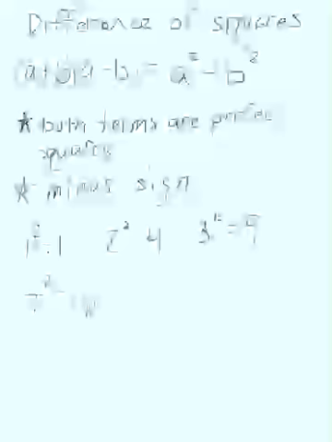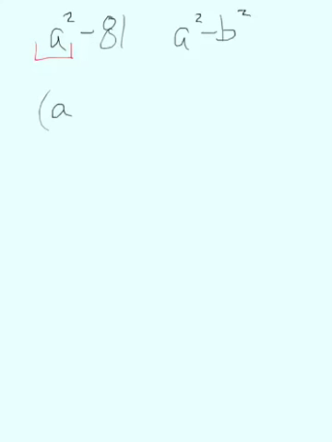The first problem we have here is a squared minus 81. Anytime you see a variable with a squared like that, it's a perfect square. Is 81 a perfect square? Yes. Are they separated by a minus sign? Yes. So here's how this works. If you have a squared minus b squared, which means we have 2 perfect squares, they separate to a plus b, a minus b when you factor them.